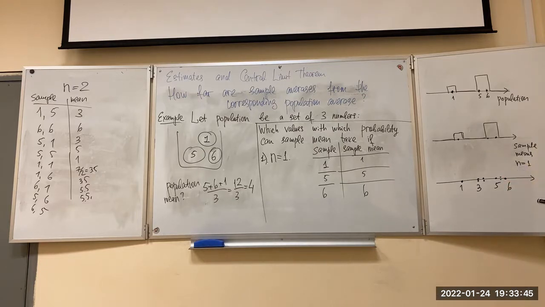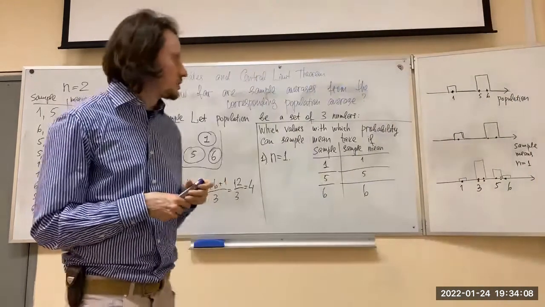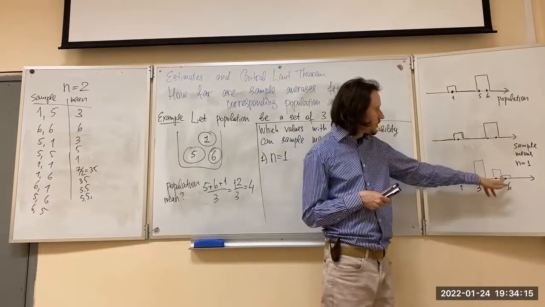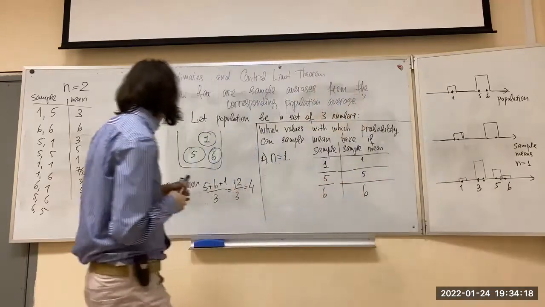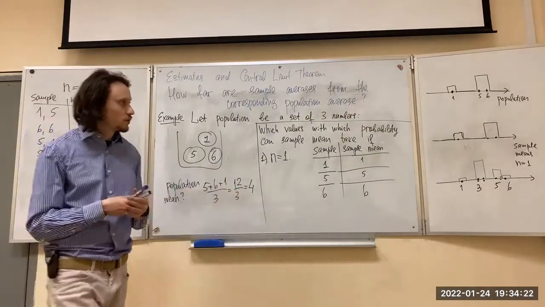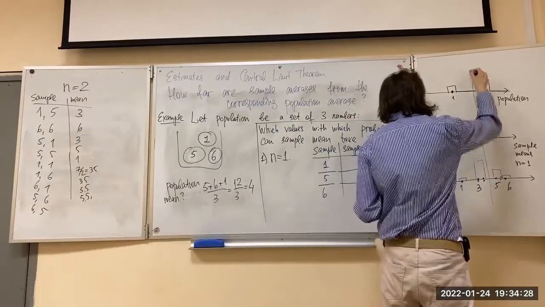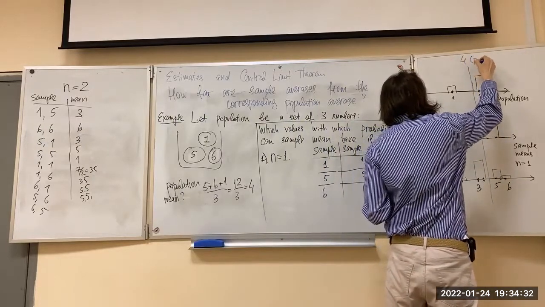So if I would draw the histogram, it will look like the following. Something like this. And you see that for n equals 2, your values again are located somewhere near the population mean, that is 4. So let us draw this population mean also. It is somewhere here. Population mean.